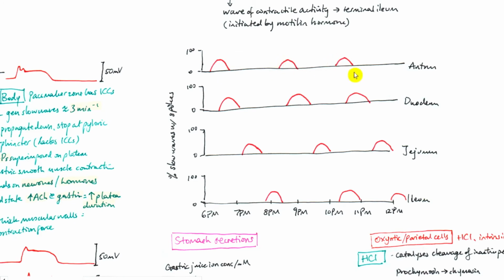And you can see that in different parts of the stomach and small intestine, there are slow waves happening at different times. So at 6 p.m. you might have a wave which is happening in the antrum, and then a little later, 6:30 maybe, you might have one in the duodenum, and then in the jejunum, and passing the food down into the ileum.